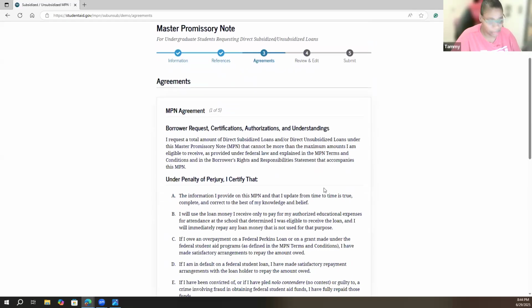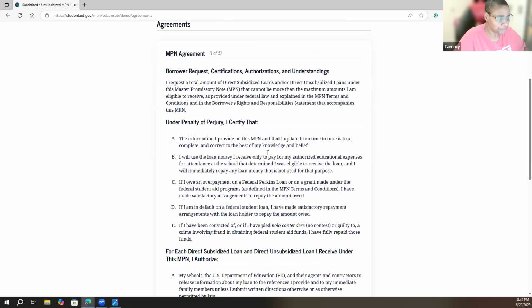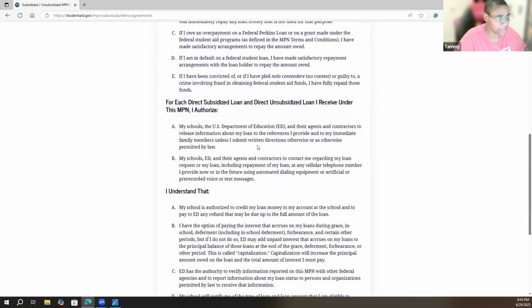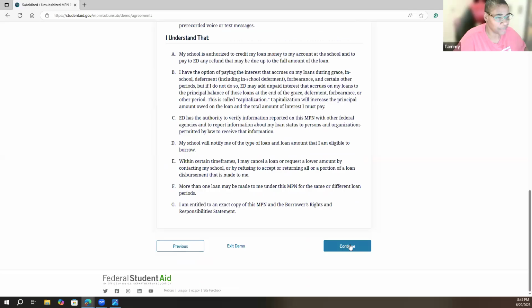So there's always an agreement. When you sign up, there's a master promissory note agreement, but also it tells you what your rights are, your certifications, what you're requesting, your authorizations, and that word here, your understandings. Even if you did not understand the master promissory note when you took it out, you are certifying that you understand the information that is in here. All right, so we're going to scroll on past this, okay? But this is just your understandings here, okay? I'm going to go to the second page, okay?